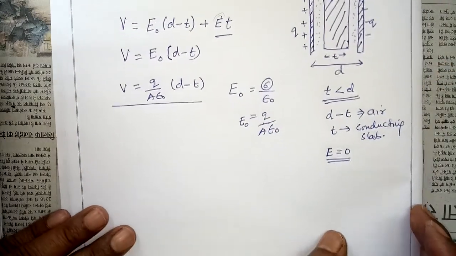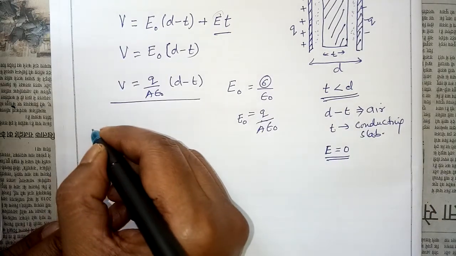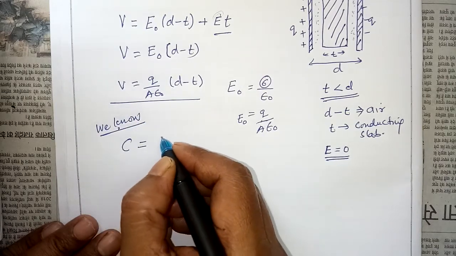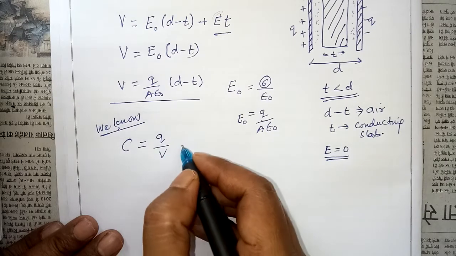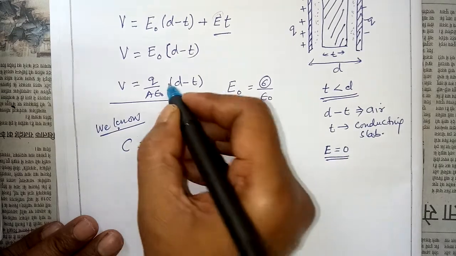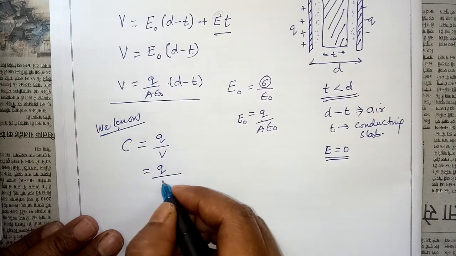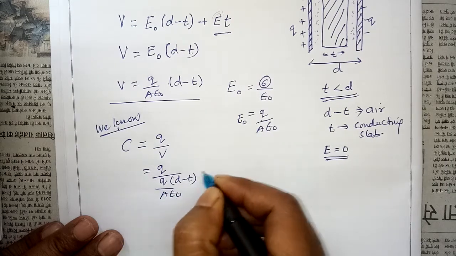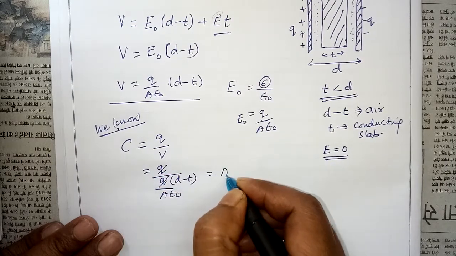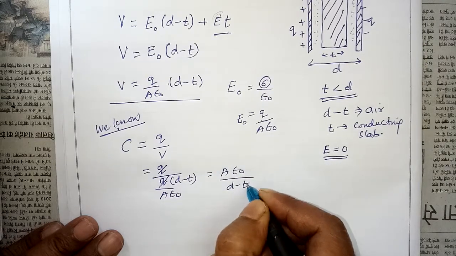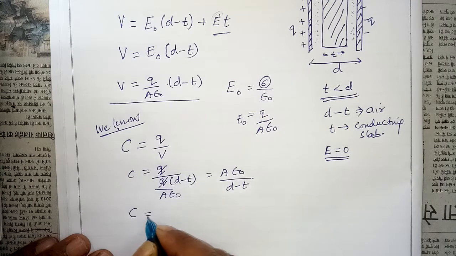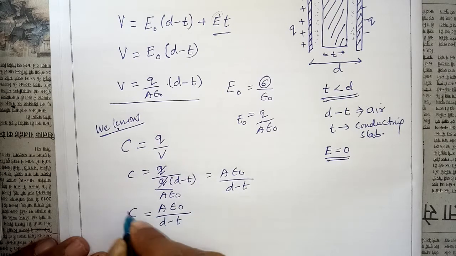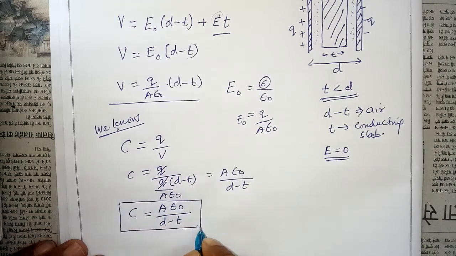But our topic demands that we find the capacitance. From the definition, the formula for capacitance is C equal to Q by V. Substituting V from the above equation, we get Q times D minus T by A epsilon naught. The common term Q gets cancelled, so we get C equal to A epsilon naught by D minus T. This is the final expression for the capacitance of a parallel plate capacitor when a conducting slab is introduced between the plates of the capacitor.